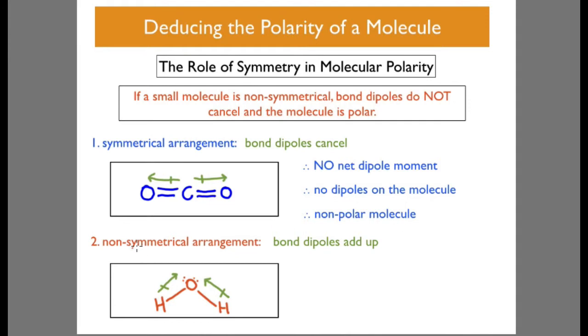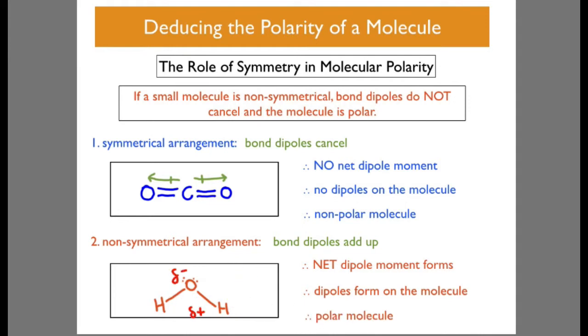Conversely, in a non-symmetrical arrangement such as water, the bond dipoles add up, they're facing in the same direction. And there is therefore a net dipole moment which forms. The dipoles form on the molecule. We've got a negative dipole up at the oxygen side and positive dipoles down by the hydrogens. And so we end up with a polar molecule.